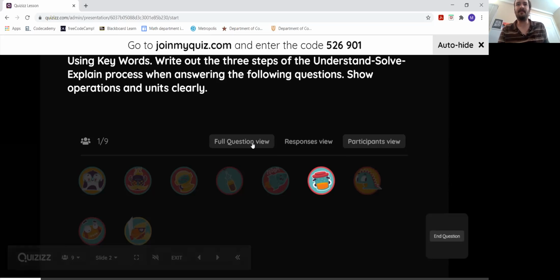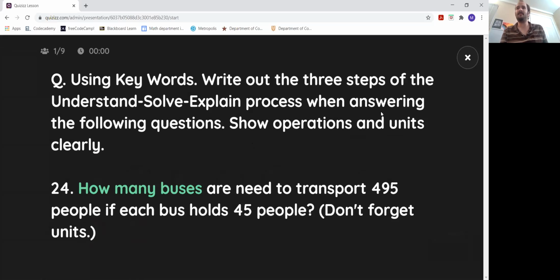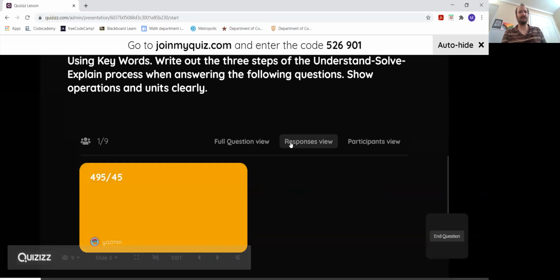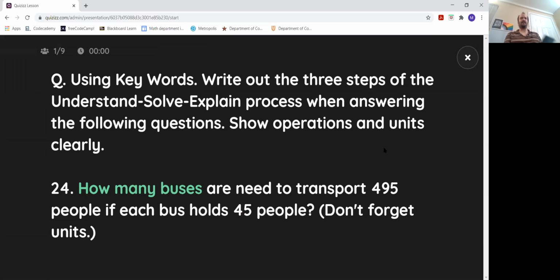What is this full question view? They changed this up. Oh, look at that. This is a little smaller. Okay. How do I get on? Oh, there's an X right here. There are too many screens on my screen. This is the participants view, response view, full questions view. There you go. That's nice.